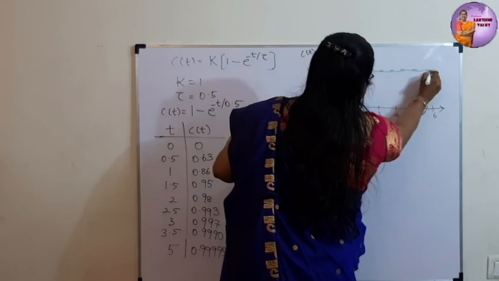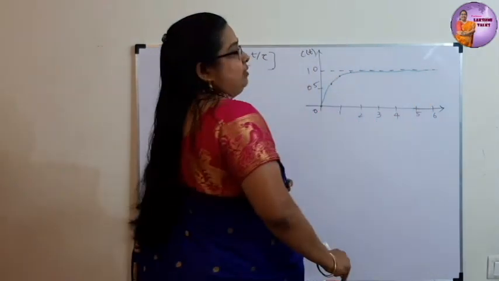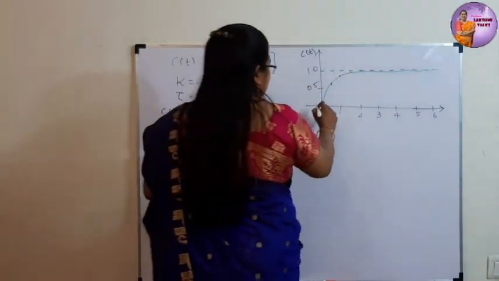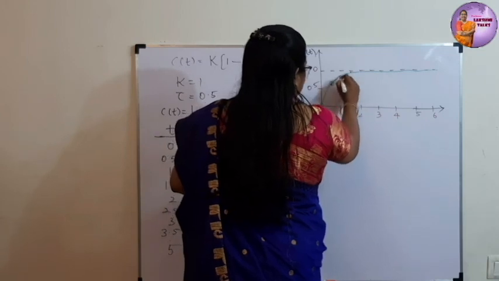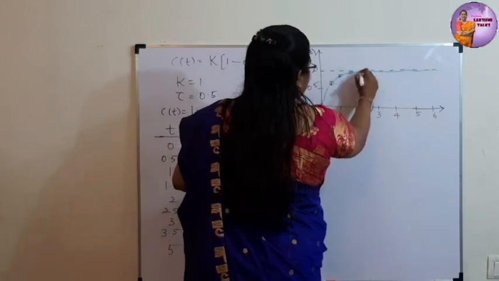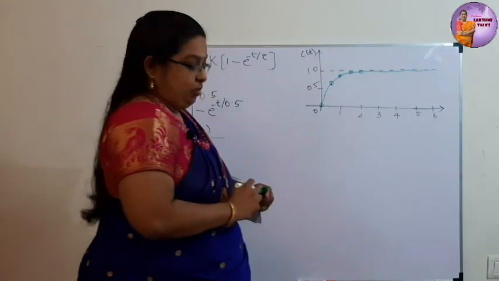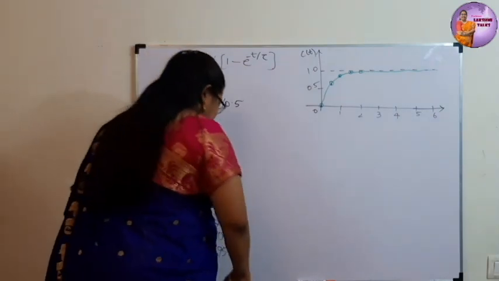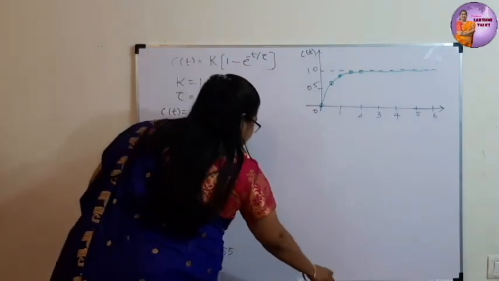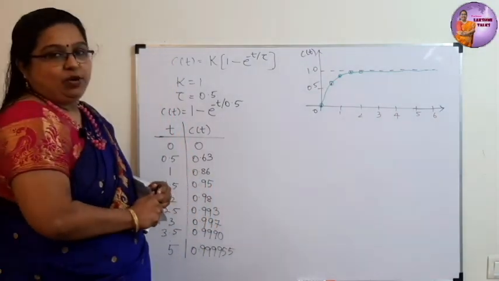Somewhere at infinity it reaches that one. Okay, so these are the values. Things will go on. Now what will happen if this K remains the same and we are changing the time constant value?